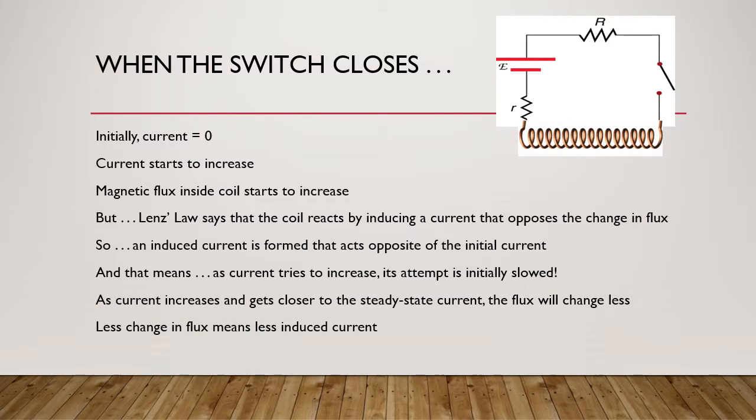If there's less change in flux, we're going to have less induced current, like I said. And eventually, you'll reach that steady state current, a current that just depends on the resistances and the voltage of the battery. Well, there will be no change in flux then. That solenoid will behave like a little magnet, and there'll be no induced current at all. It's kind of weird, so you may want to rewind back a couple minutes and watch this again.